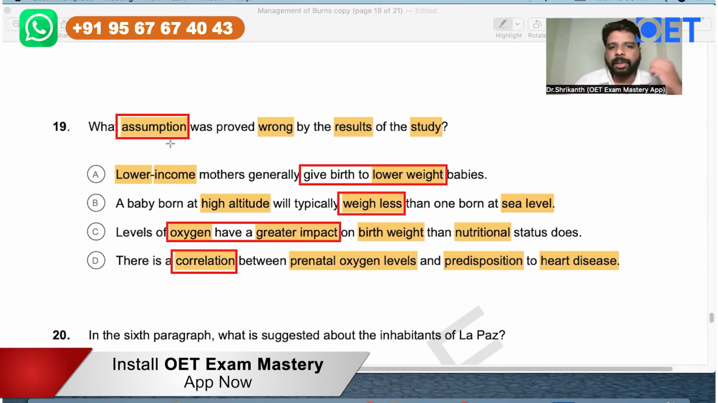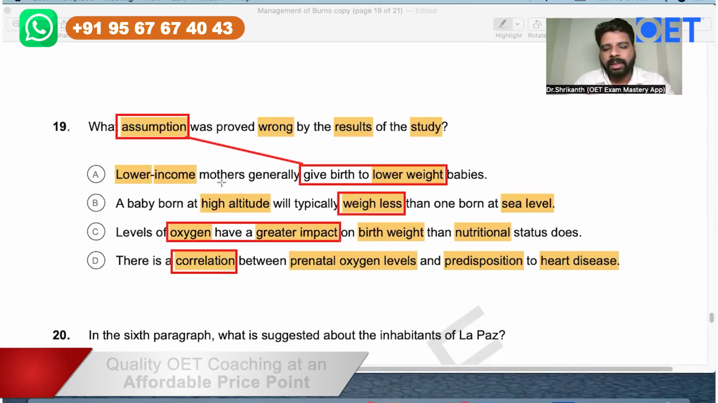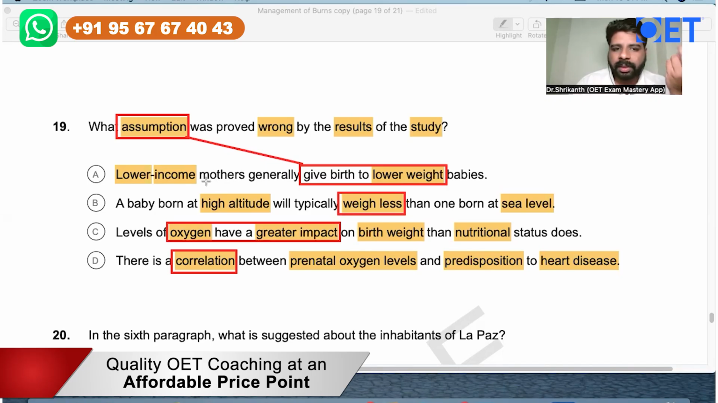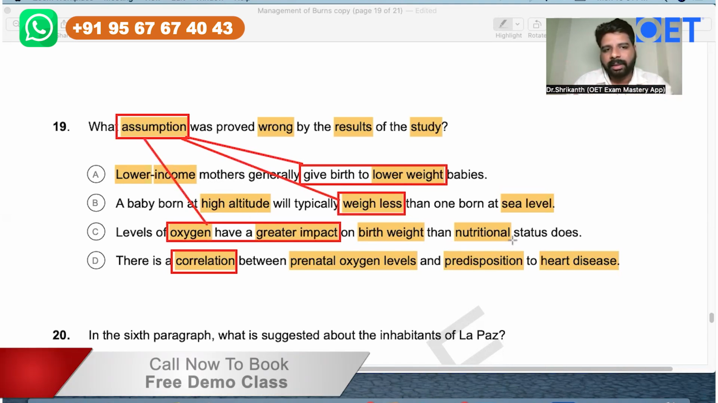So let's make the connections over here. What is assumption number one? Lower income mothers giving birth to lower weight babies. The second assumption is that a baby born at high altitude will weigh less. The third assumption is that oxygen has a greater impact than nutritional status. And the fourth assumption is that there is a connection between prenatal oxygen levels and predisposition to heart disease.